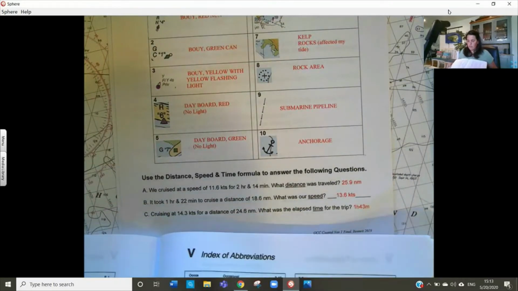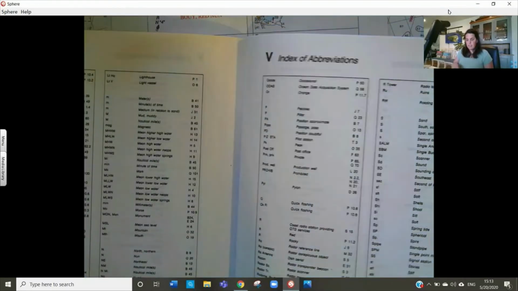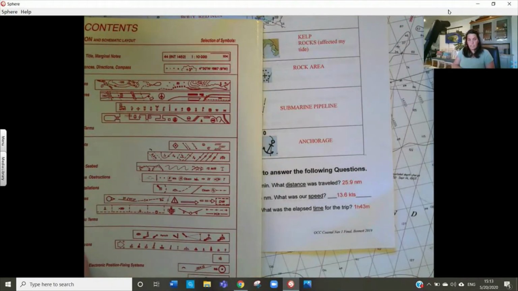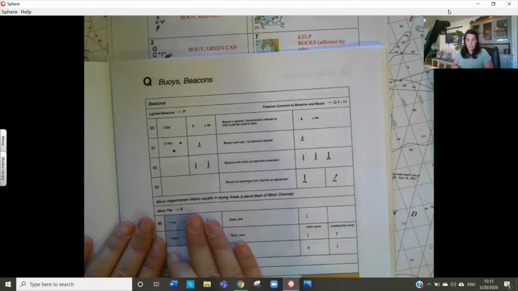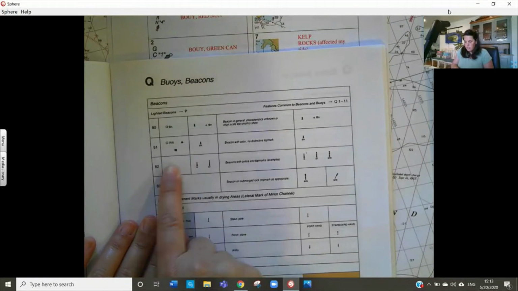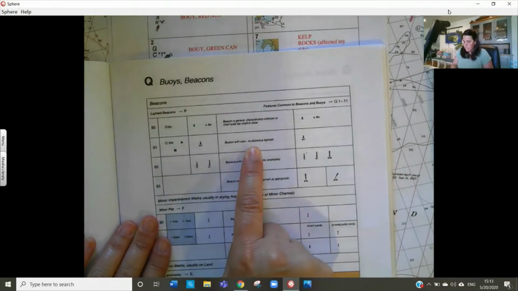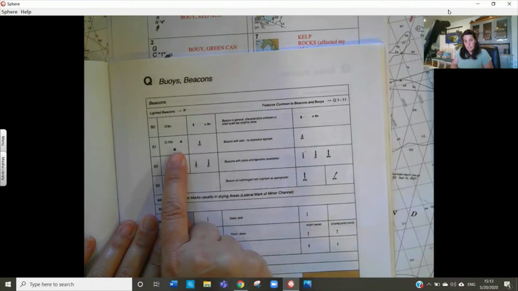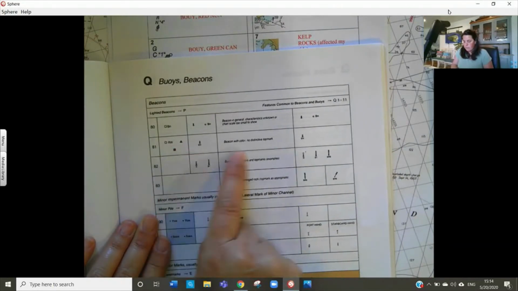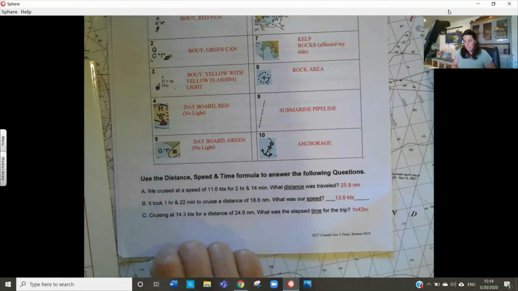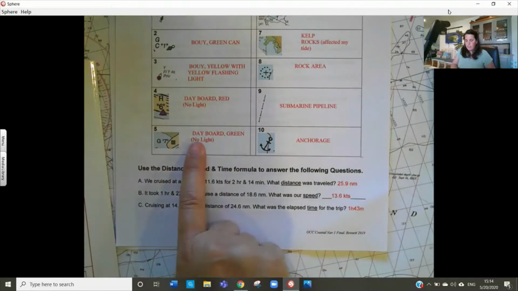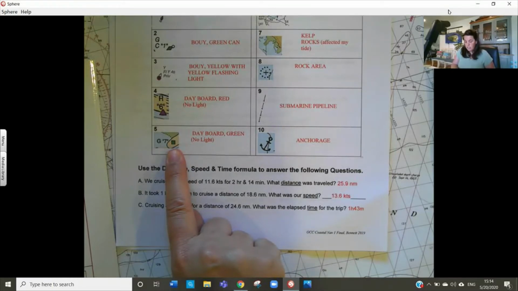Okay, number 4 is our day board. Let's find that one. I see it under beacon, so still Q. Okay, so here we are on our beacons. So we have beacons with color, no distinct top mark, and the shape of the square and the triangle. Those are our beacons. So this is our beacon and it is red. It does not have a light on it. It has number 6. Again, this one is our beacon or day board that has a number 7 on it.